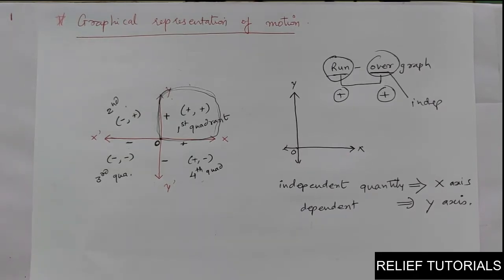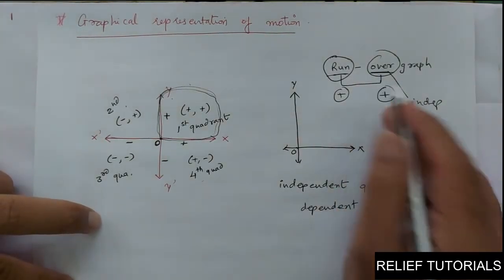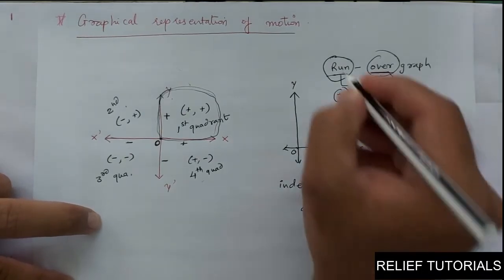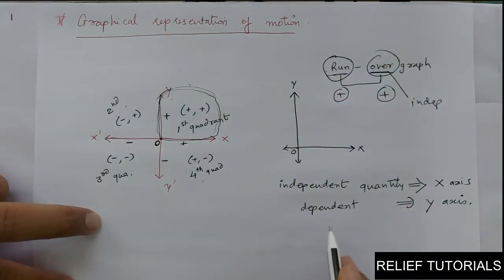If the bowler is not bowling, if overs are not being thrown by the bowler, then how can the runs be there? If the bowler just takes the ball and runs away, how can there be runs? So runs are dependent on the over. Whether you are taking the runs or not, overs are going on. So over is independent and runs are dependent. Over is represented on the x-axis and runs on the y-axis.